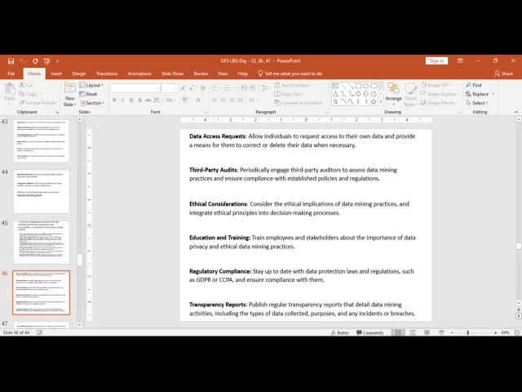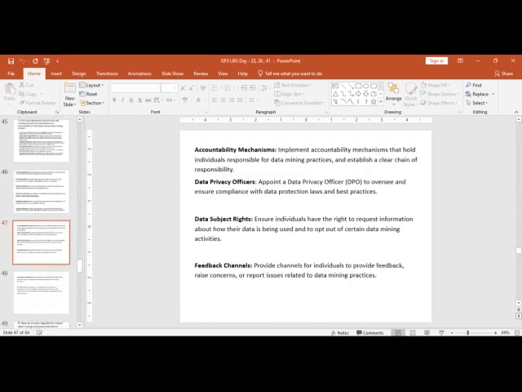Regulatory compliance. Stay up to date with data protection laws and regulations such as GDPR and CCPA to ensure compliance with them. Transparency reports. Publish regular transparency reports that detail data mining activities, including the types of data collected, purposes, and any incidents or breaches. Accountability mechanisms. Implement accountability mechanisms that hold individuals responsible for data mining practices and establish a clear chain of responsibility.